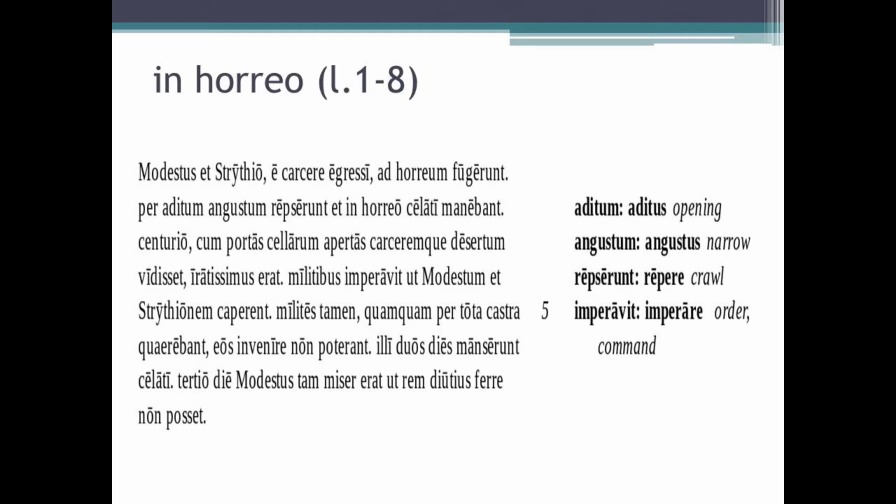Modestus and Strithio, having gone out of the prison, fled to the barn. They crawled through a narrow opening, and having hidden in the barn, were staying there. The centurion, when he had seen the gates of the cells open and the empty prison, was very angry.